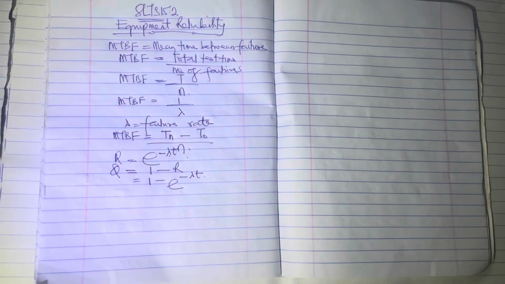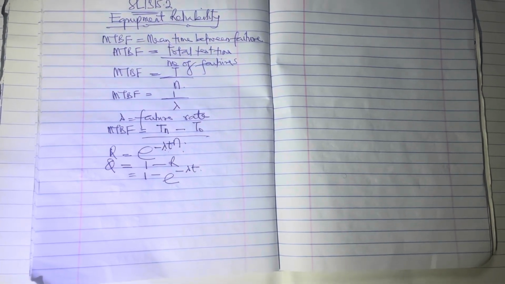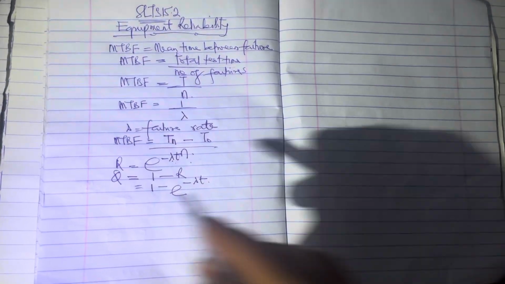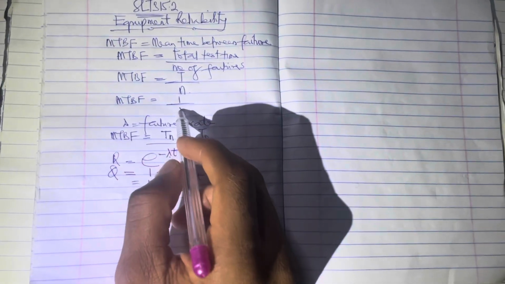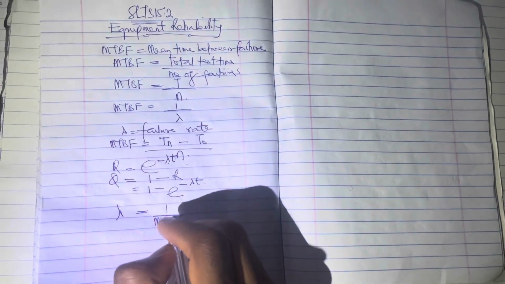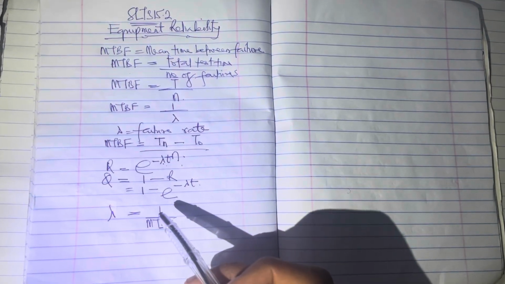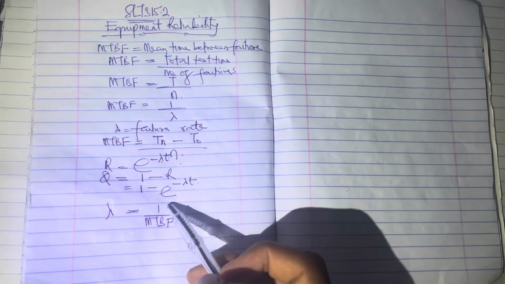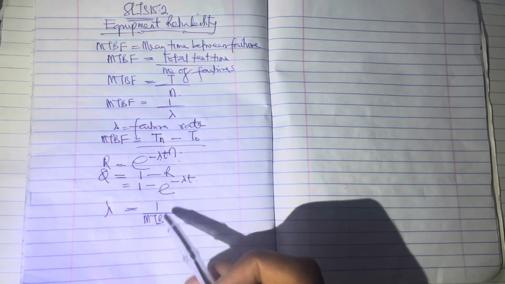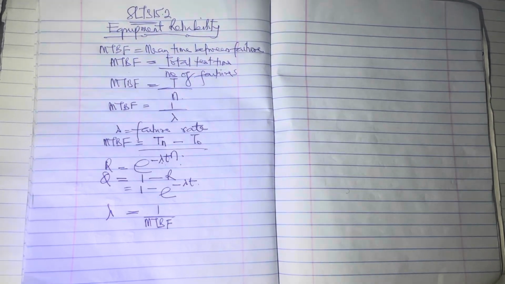Take for instance, now you are given MTBF in a question, and you're told to look for lambda, the failure rate. Now, if you look at the formula, MTBF is equal to 1 over lambda. It means that lambda is also equal to 1 over MTBF. So in as much as your MTBF is the inverse of your failure rate, your failure rate is also the inverse of your mean time between failures.